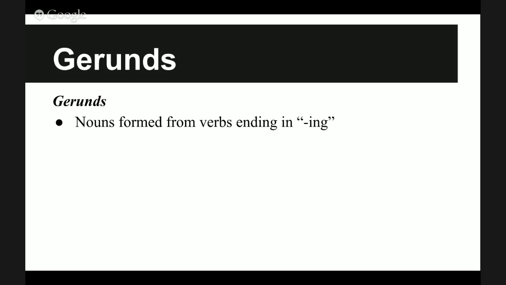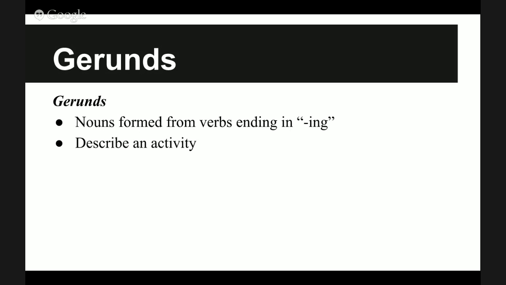And that brings us to our third type of noun, and that is known as the gerund. So gerunds are a little bit tricky. They're easy to identify because they are nouns formed from verbs ending in ing. So basically, ing words are known as gerunds. In most instances, they are considered to be gerunds. And we'll talk about how to differentiate between ing words that are gerunds and ing words that are verbs. But a gerund is a noun formed from a verb and it ends in ing.